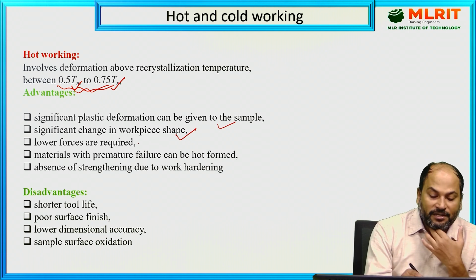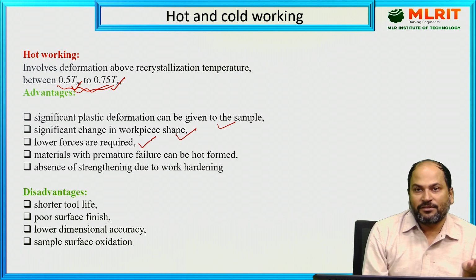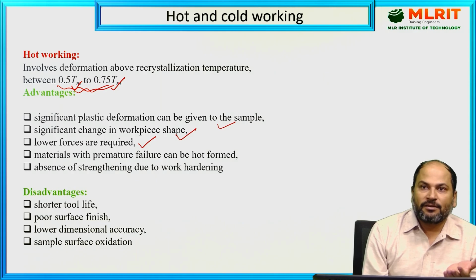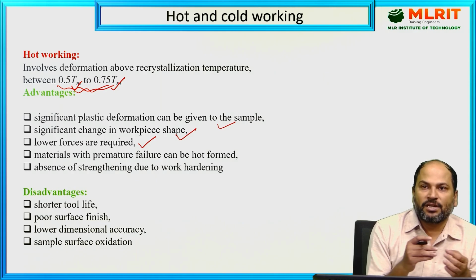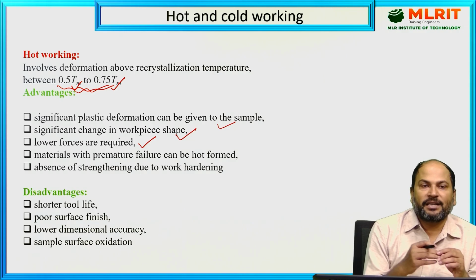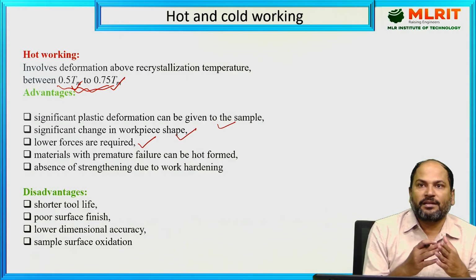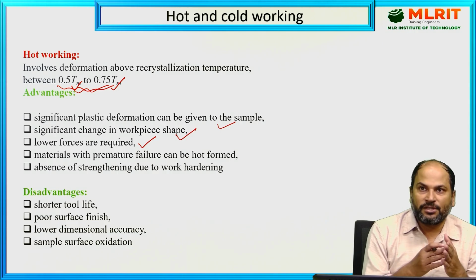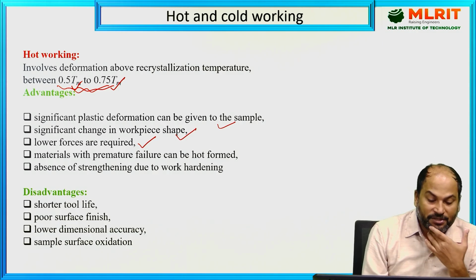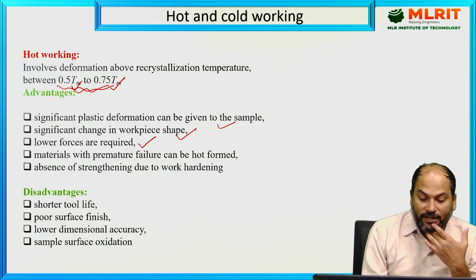Lower forces are required. As it is at high temperature, obviously lower force is required, because at high temperature dislocation density decreases, and if dislocation density is less, that means strength and hardness are less. If strength and hardness are less, no need to tell, even a small amount of force will be sufficient to deform the material. Materials with premature failure can be hot formed.